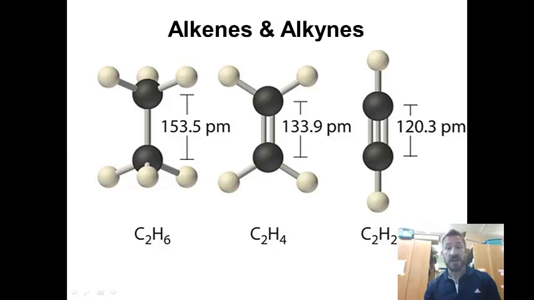Today we're going to learn how to name and some properties of alkenes and alkynes. Hopefully you recognize that all these are two carbon compounds, and the first one is an alkane. This one has only single bonds. Remember, single bonds, A-N-E, means it's an alkane. So this is what we call ethane.